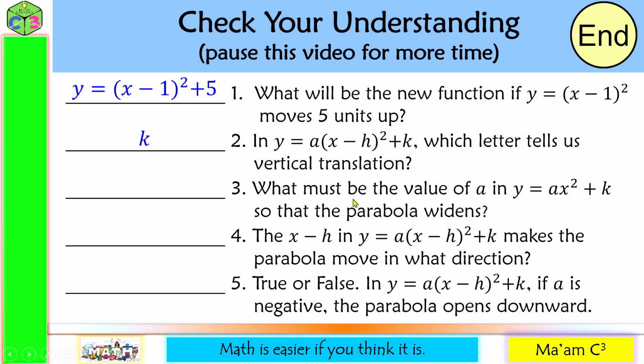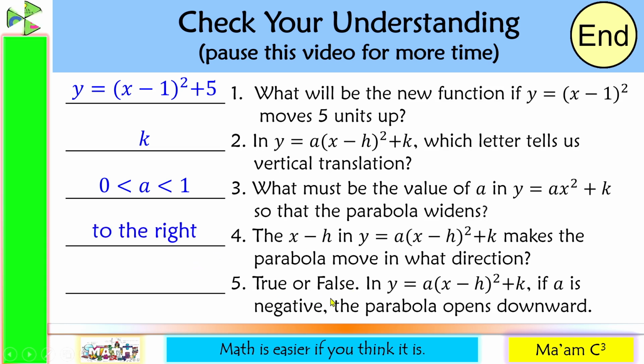Next one, what must be the value of a in y equals ax squared plus k so that the parabola widens? What must be the value here? The value must be less than 1 but greater than 0. Number 4, the x minus h in y equals a quantity x minus h squared plus k makes the parabola move in what direction? If we have minus h, the parabola moves to the right.